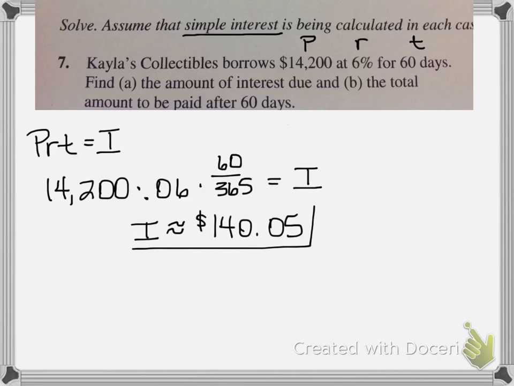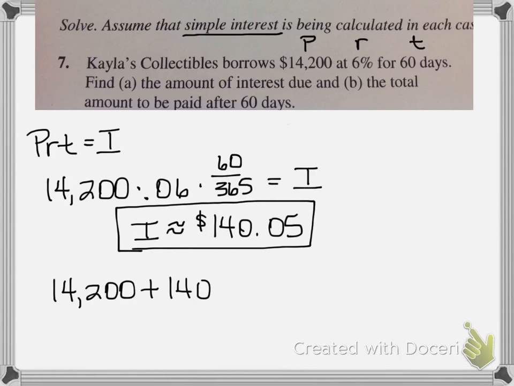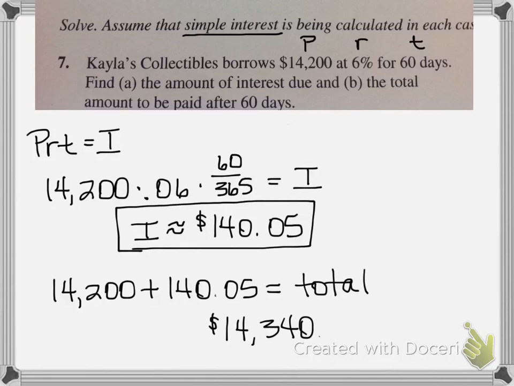So the directions want us to find the amount of interest. So there's the first part. The second part, the total amount to be paid after 60 days. Well, I have to repay the original amount of $14,200 plus my interest of $140.05. So this is going to be the total amount that I have to pay back. So that means I am paying back $14,340.05.